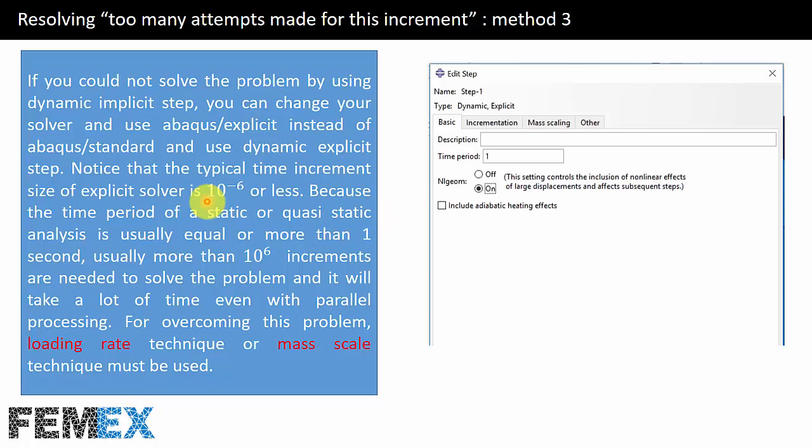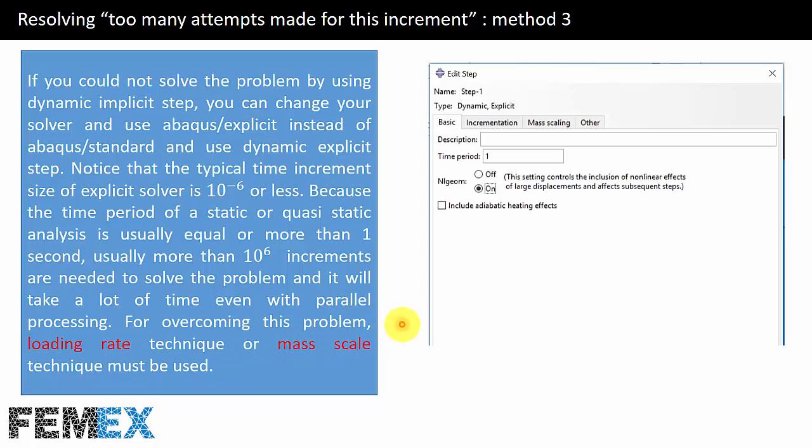Because the time period of a static or quasi-static analysis is usually equal or more than 1 second, usually more than 10 to positive power 6 increments are needed to solve the problem, and it will take a lot of time even with parallel processing. For overcoming this problem, the loading rate technique or mass scale technique must be used.